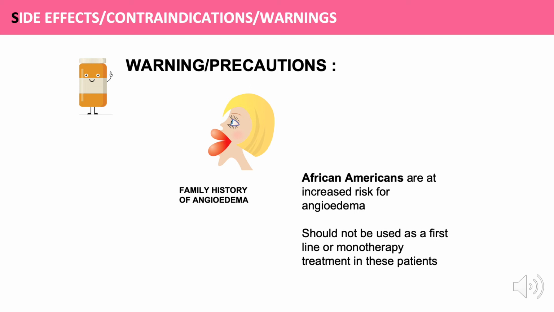So if their grandma had it, their mom or their sister had it, then they're more likely to have angioedema as well.